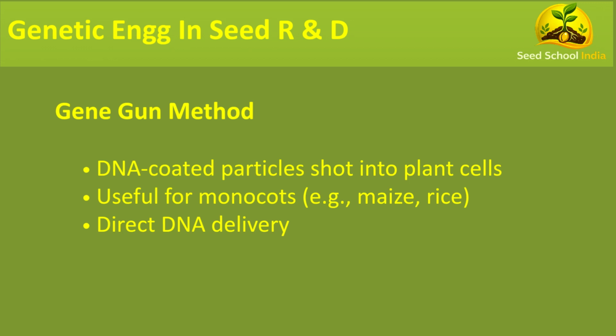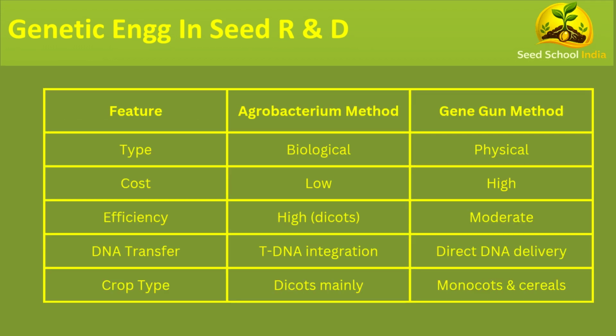The gene gun method, also known as the biolistic method, involves physically delivering DNA into plant cells. Tiny particles of gold or tungsten are coated with DNA and shot into plant tissues using high pressure. Some of these particles penetrate the cells and integrate the DNA into the genome. This method is particularly useful for crops that are less susceptible to Agrobacterium infection.